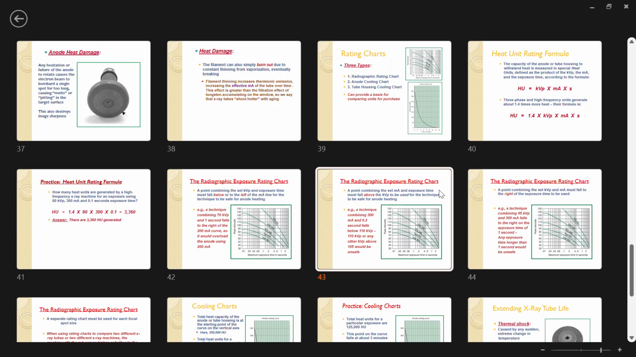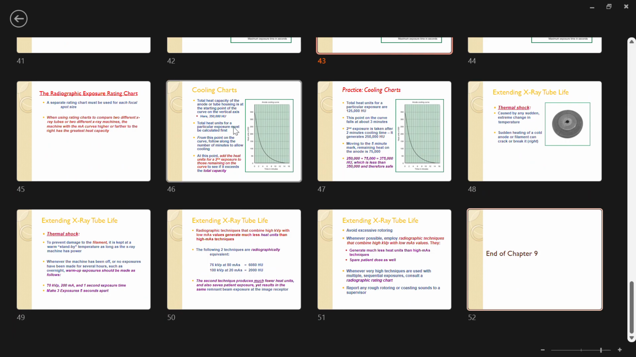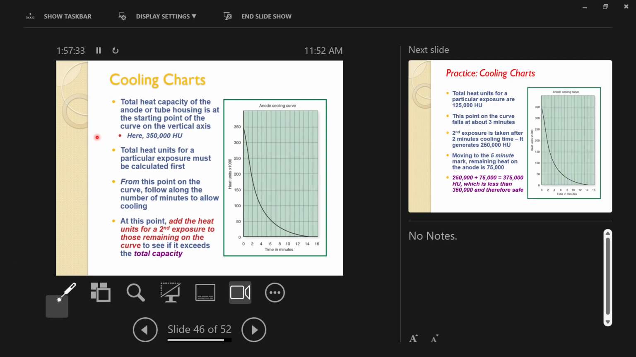Let's look now back at the heat rating. That heat unit formula I gave you a second ago, kVp times mA times time, to calculate how much total heat is produced, can be applied to these things called cooling charts. There are cooling charts for the entire X-ray tube, and cooling charts for just the anode. This one happens to be just an anode cooling chart. So you made an exposure, and kVp times mA times time is how many heat units were produced. All that heat was applied to your anode. So here's how hot your anode is now, in heat units.